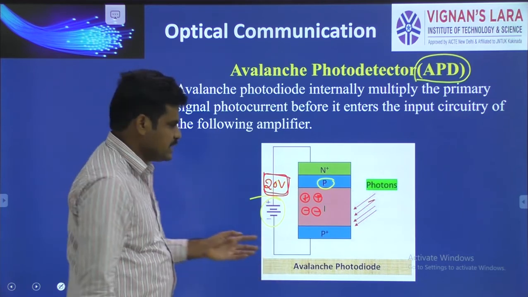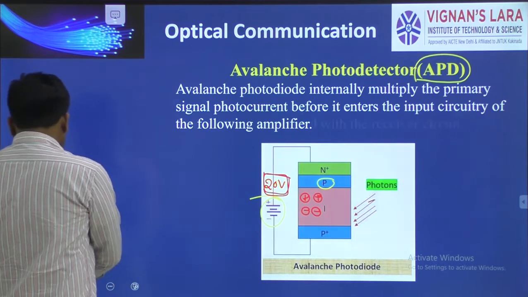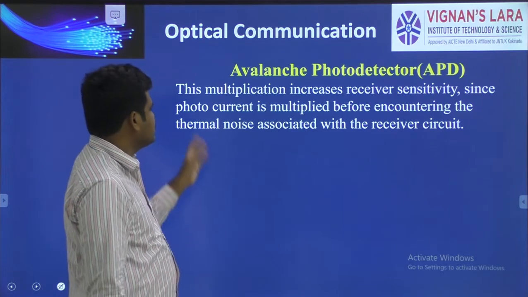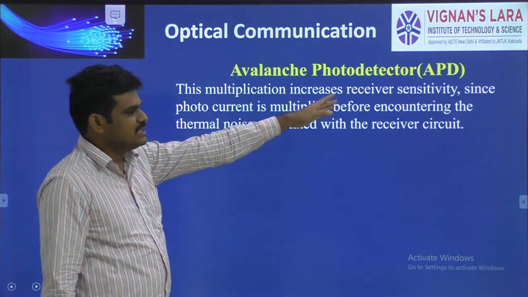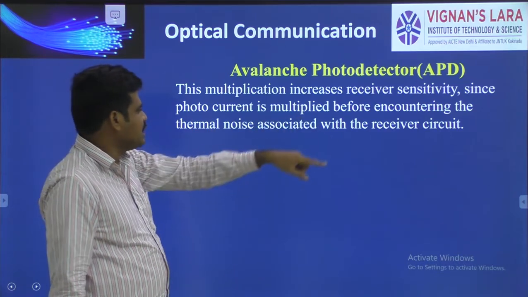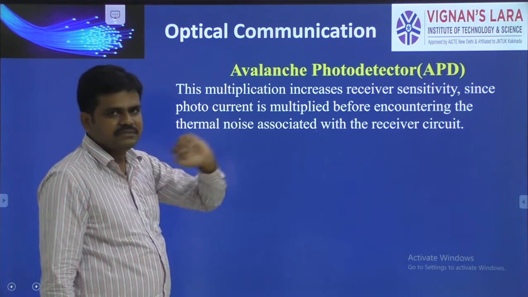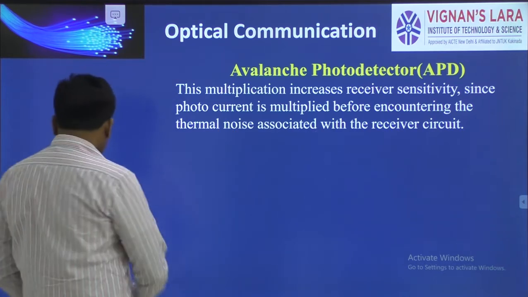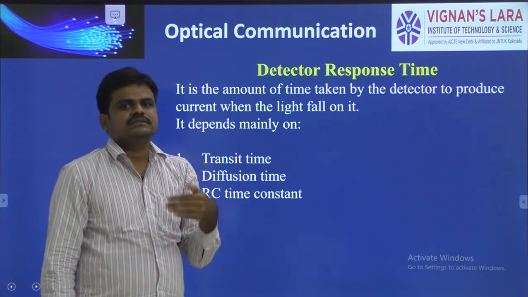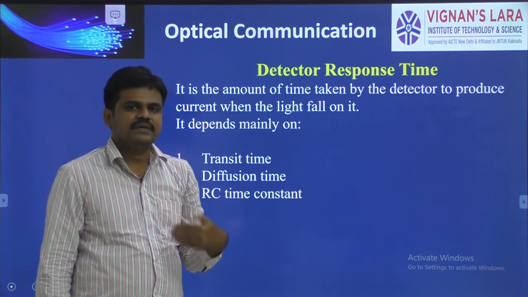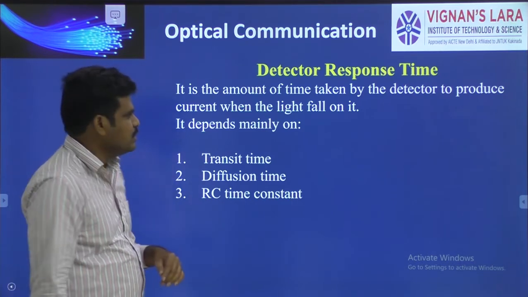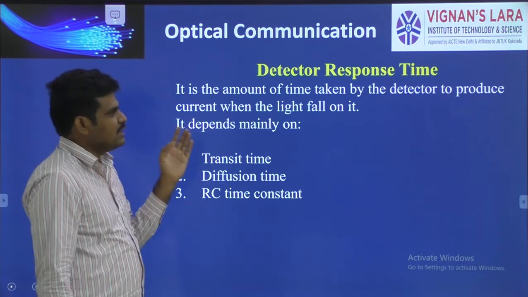Okay, so what is the fundamental difference between the avalanche photodiode and the PIN diode? You can see here, this multiplication increases the receiver sensitivity since the photocurrent is multiplied before encountering the thermal noise associated with the receiver circuit. Of course, we will discuss a few more differences between the PIN diode and the avalanche photodiode later. We go to the next topic, that is detector response time.